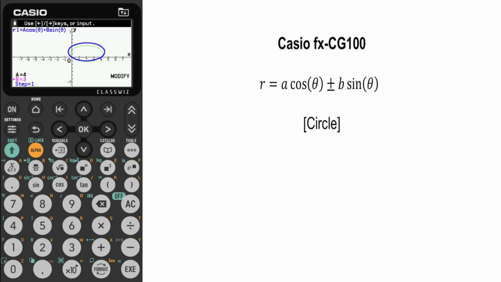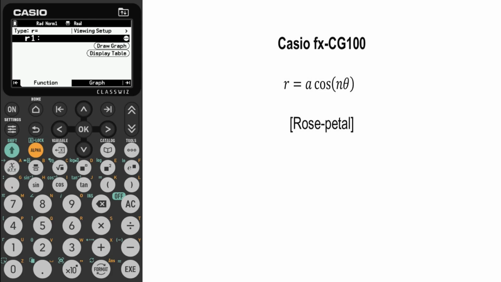In general, r equals a cos theta plus b sin theta gives us a circle with centre a over 2, b over 2 and radius the square root of a squared plus b squared, all over 2. Let's draw the curve r equals a cos n theta. Inputting this into our calculator, we have r equals a cos n theta.